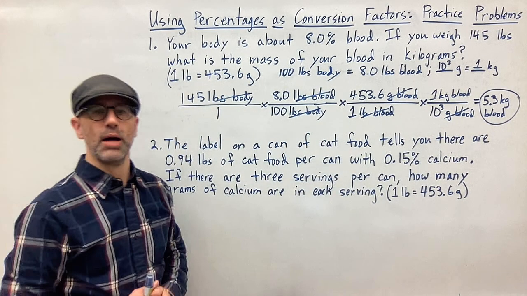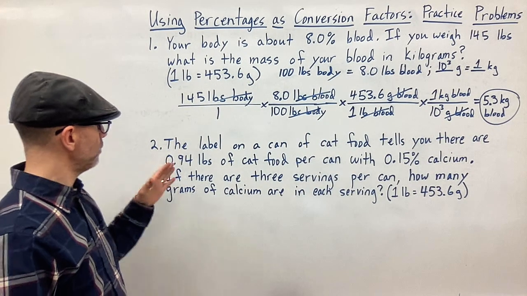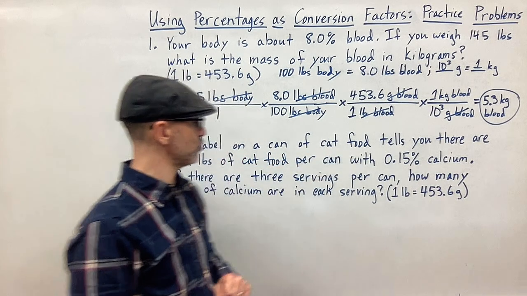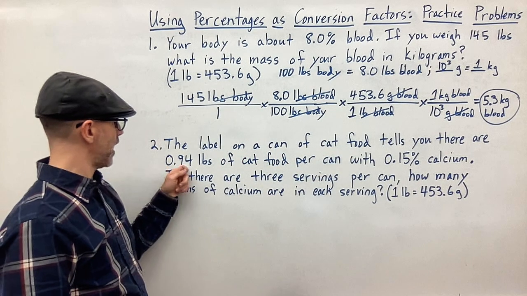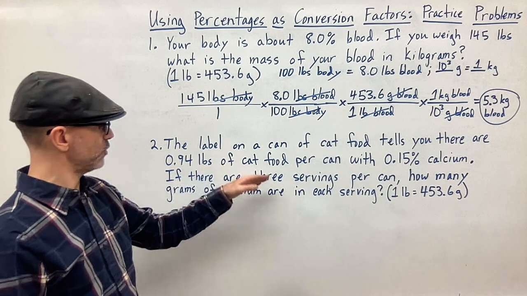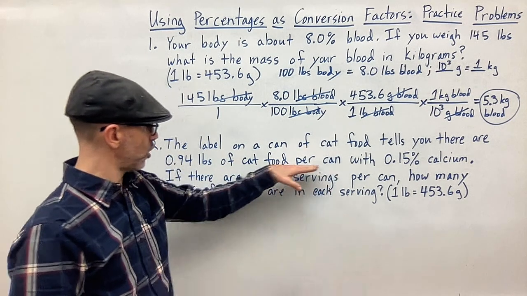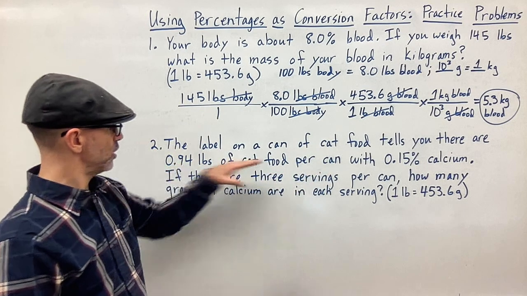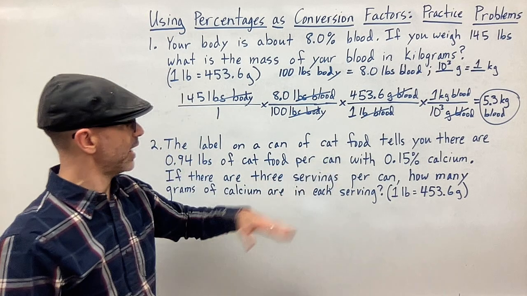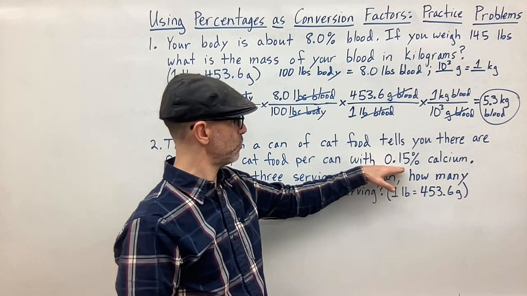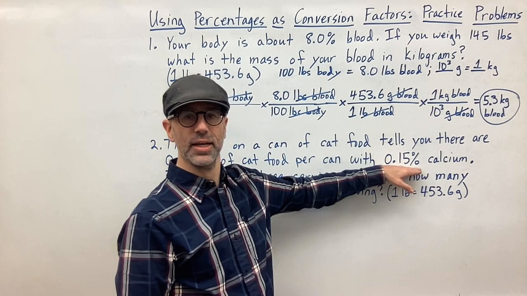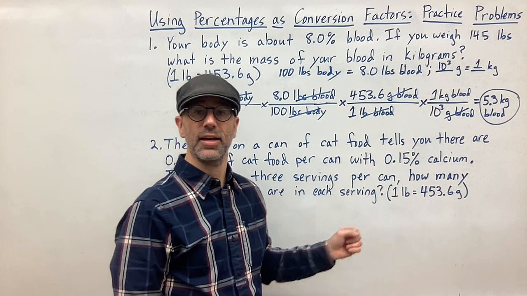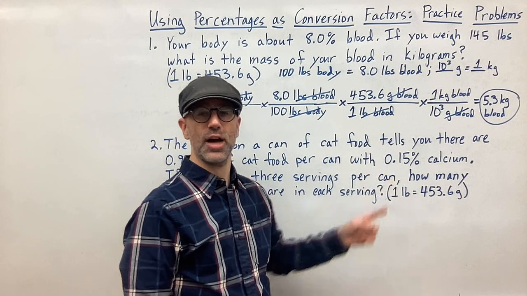Okay, let's do problem number 2. In problem number 2, it says that the label on a can of cat food tells you there are 0.94 pounds of cat food per can. So that's something per something. I have pounds per can. And then I'm also told that I have 0.15% calcium. So I can use this as a percent or as a conversion factor out of 100.